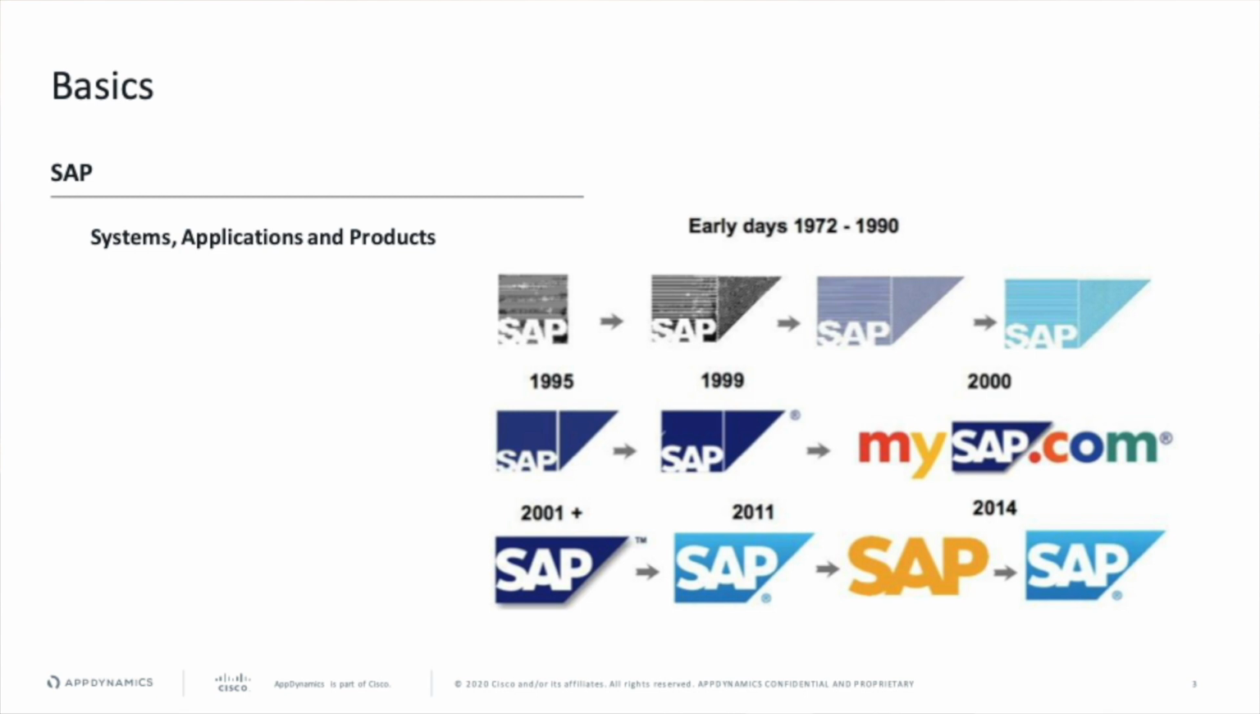Now, first up is SAP. As you can see, it's been around for quite some time and has gone through many logo changes. Officially, SAP stands for Systems, Applications, and Products, but most customers will come up with their own variations based on their perception of their environment. So ask them what they think SAP stands for. This will give you a first indication of problems and areas where we can help.